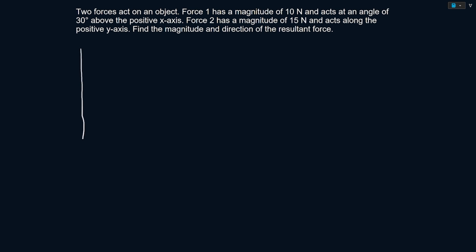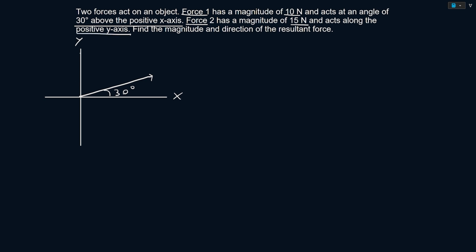The first thing we're going to do is graph the problem. Our force 1 has a magnitude of 10 newtons and acts at an angle of 30 degrees above the positive x-axis. This means that the force is moving somewhere in this direction. We'll pretend that this is 30 degrees. Force 2 has a magnitude of 15 newtons and acts along the positive y-axis. So it is moving somewhere over here. The resultant force will then be somewhere out in this direction.